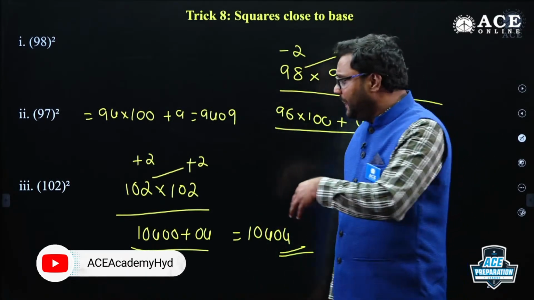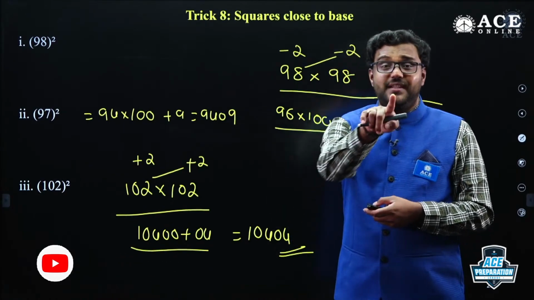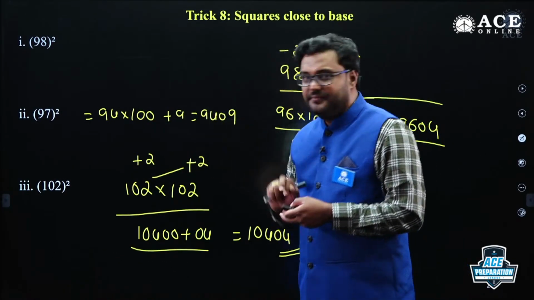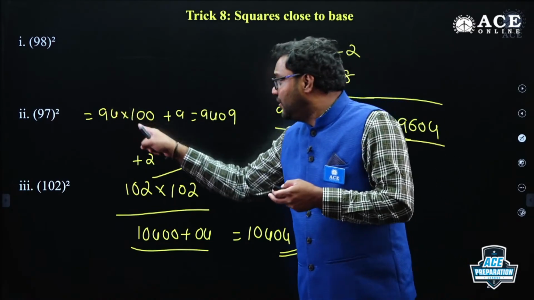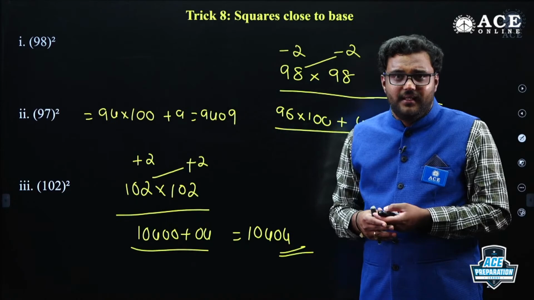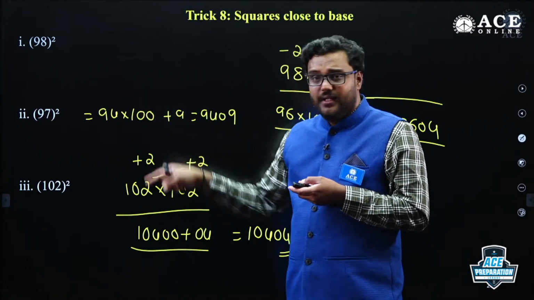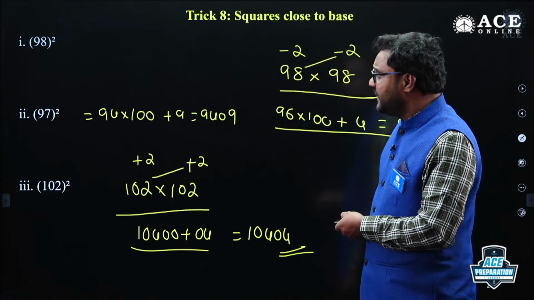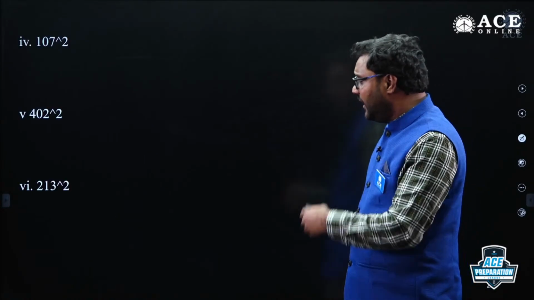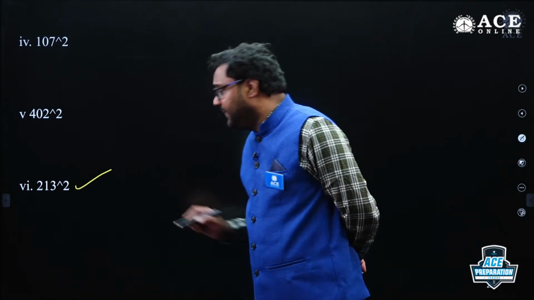Okay, squaring a number close to base 100, base 200. If base 200, it means into 200. If the square is close to base 50, then into 50, that's it. If it is close to 200, it means 2 into 200, whatever you did. Okay, let's see an example related to that as well. 402 square, 213 square. Let's go ahead with this one.